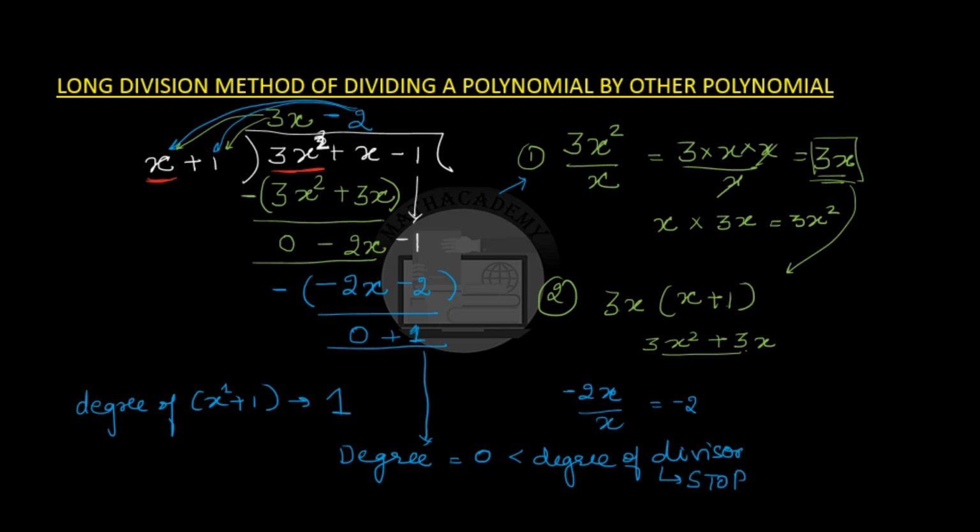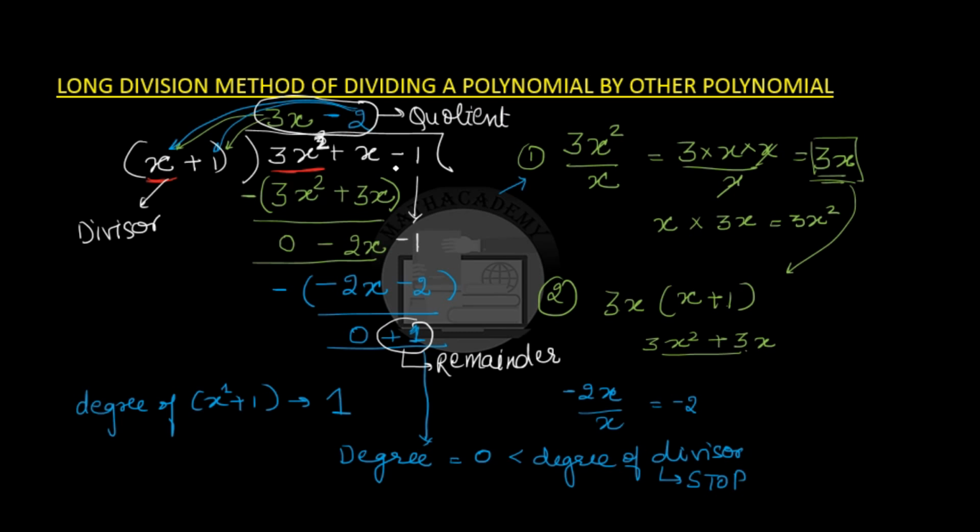So it means that this is the divisor. The degree of divisor is 1. This is the remainder. It is the remainder because the degree of it is 0, which is less than the degree of divisor, and that is when we stop our division. 3x minus 2 is the quotient polynomial, and this is anyways our dividend polynomial.